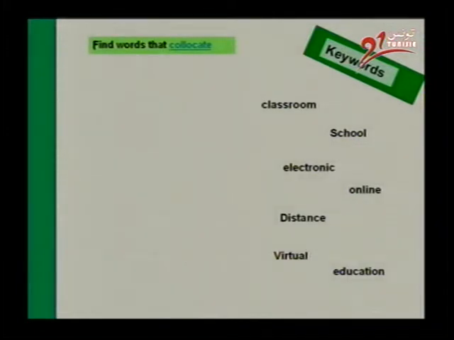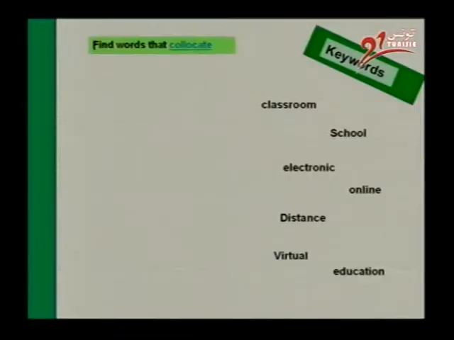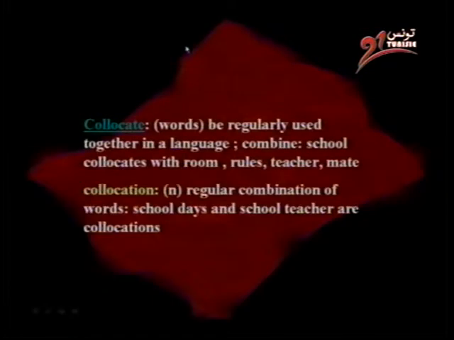And what do I mean by collocations? It means try to find words that collocate, and let's discover what it means. We just click on the word collocate, and we find to collocate: words, for example, be regularly used together in a language. For example, school collocates with room and rules, it collocates also with teacher and maid. Collocation is a noun, and it's a regular combination of words, and then we get school days and school teacher as collocations.